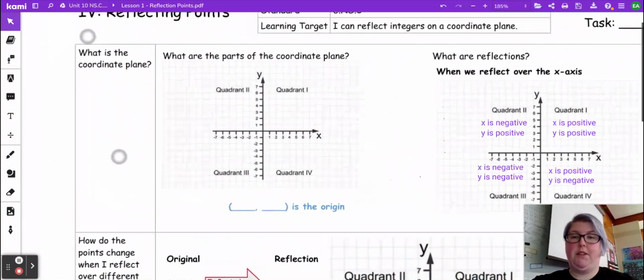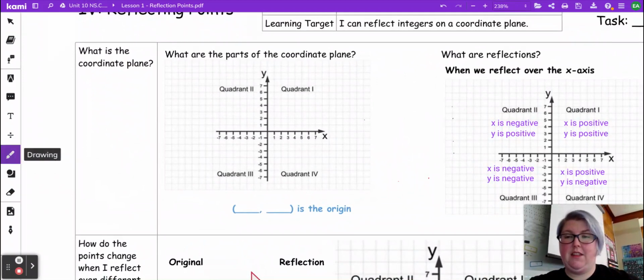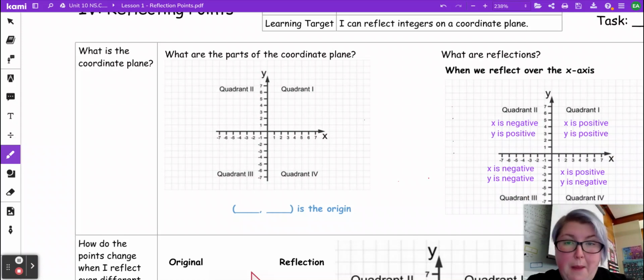When we were doing the first activity in this unit, I heard a lot of, "Oh yeah, that's right, I remember doing this in 4th grade, 5th grade." Well, we're coming back to it. So let's review really quickly what are the parts of the coordinate plane.